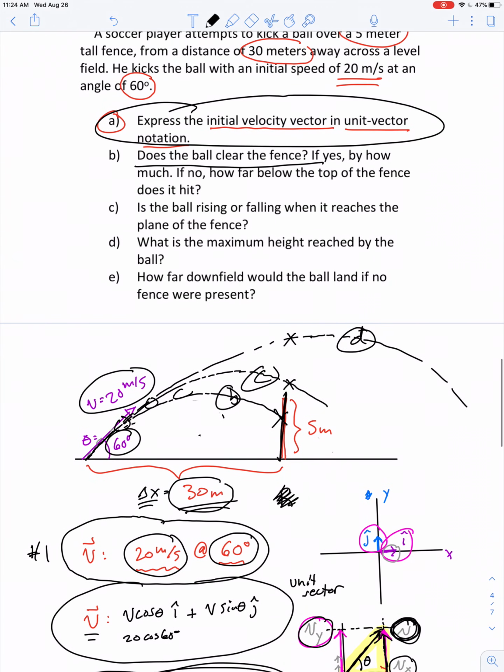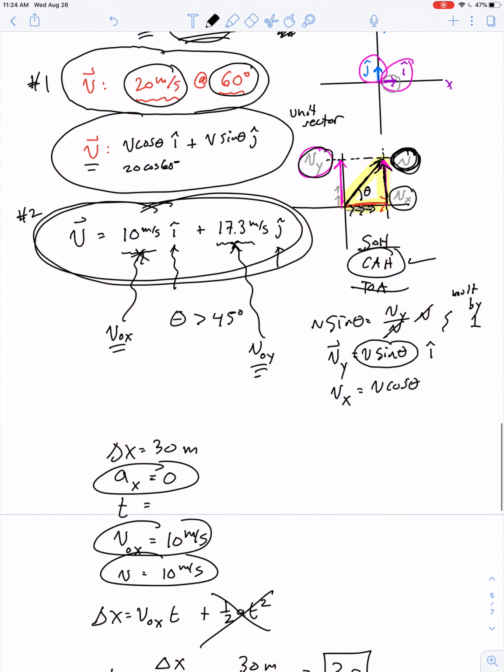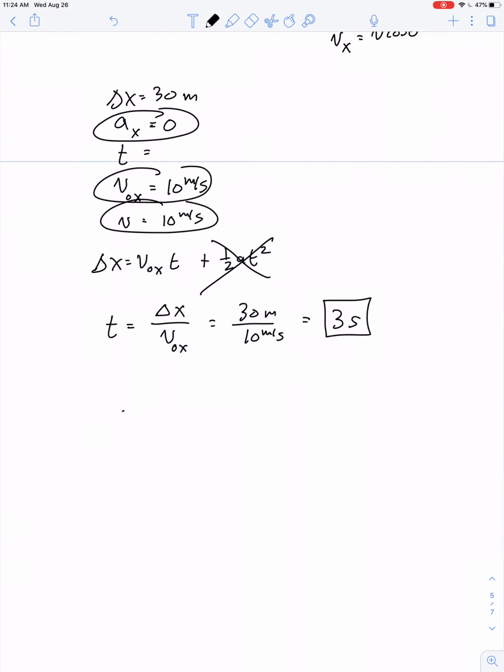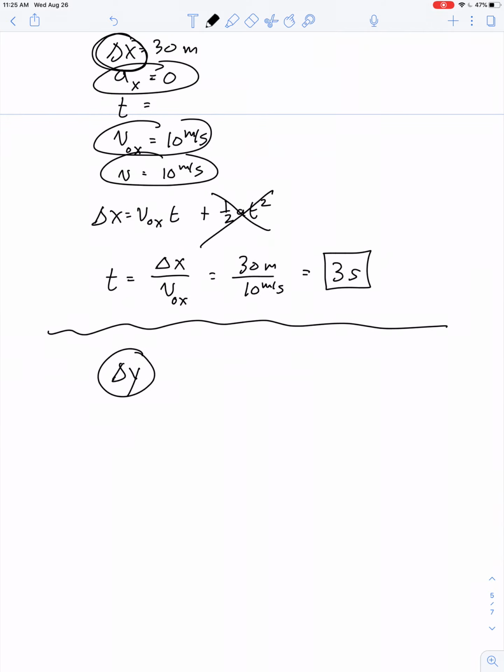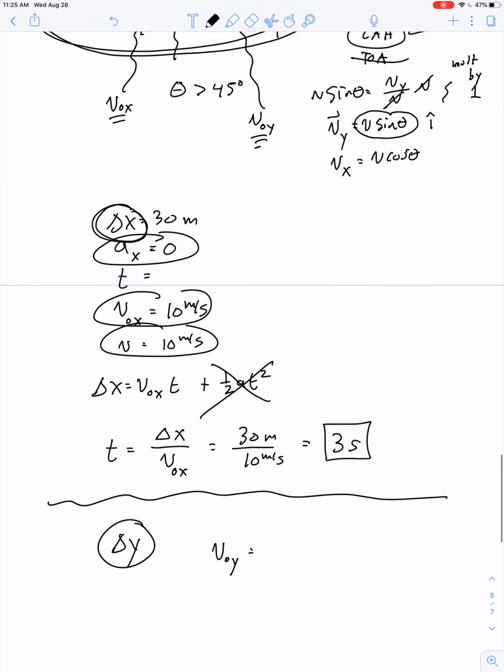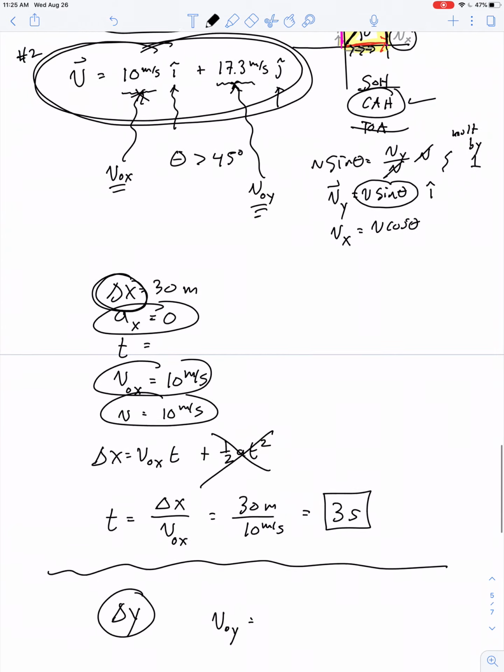So to determine whether or not it clears the fence, now we need to know what its vertical position is 3 seconds after it was kicked. So this is exactly the advice in all types of projectile motion, right? We're treating horizontal displacement as totally independent of the vertical displacement. So let's see, what do we know about the vertical motion? The initial vertical speed is 17.3 meters per second.